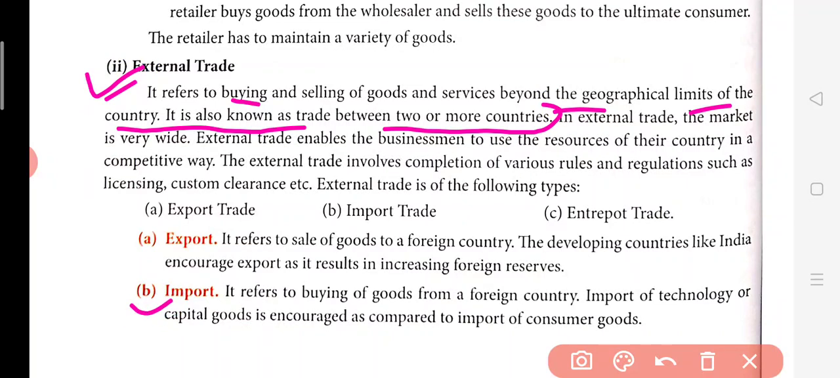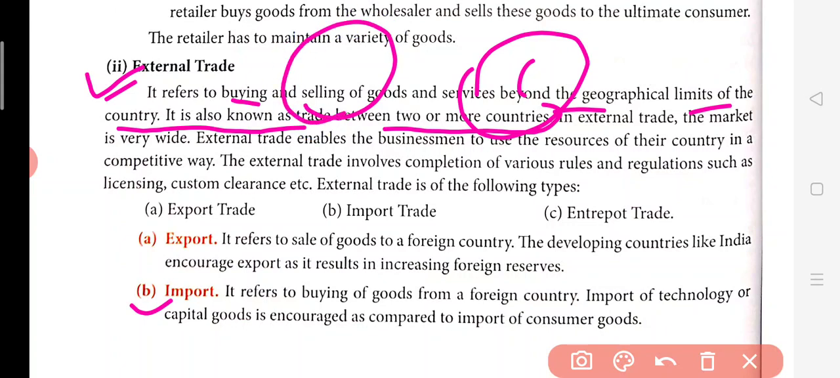In import, we purchase some goods from China. Okay, so if China is here and India is here, and we purchase something from China to India, then you will have to pay China in their currency. This is called import, because you are buying from China.